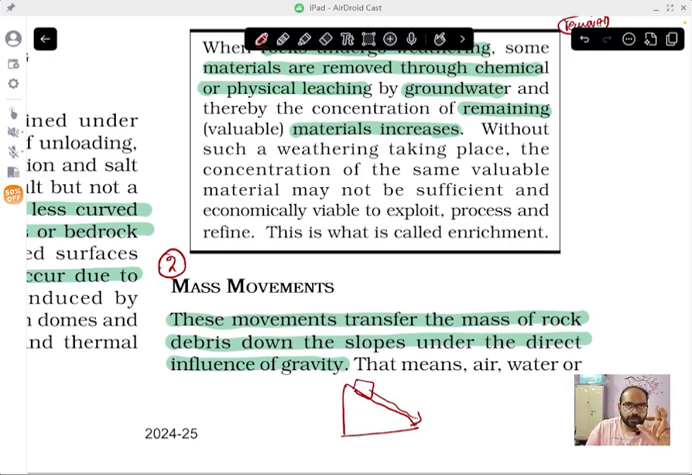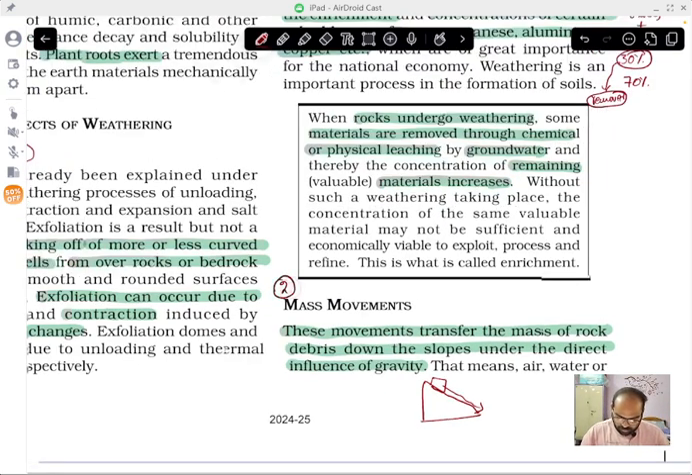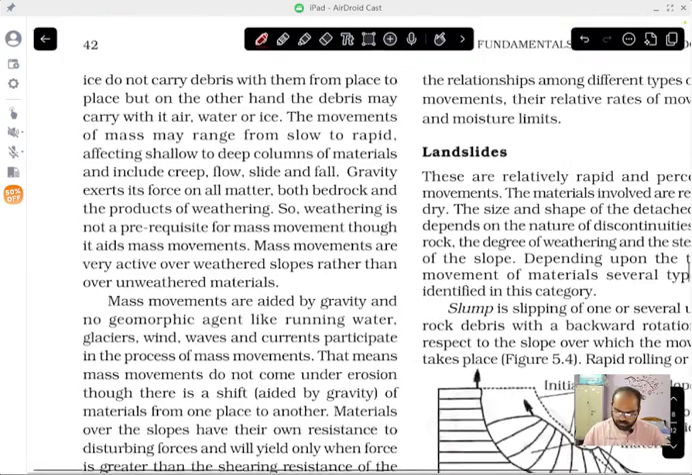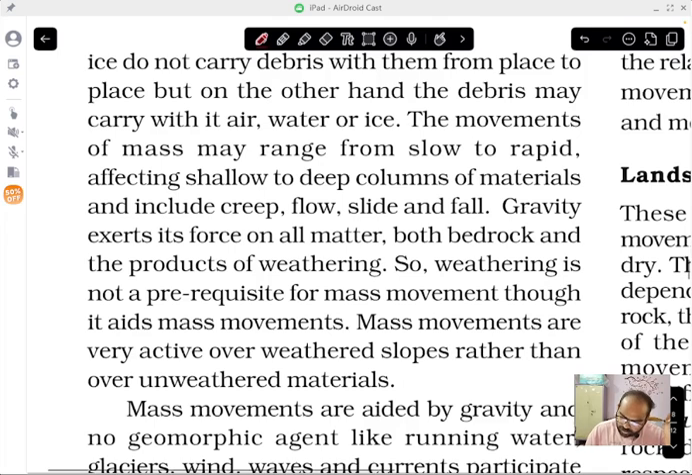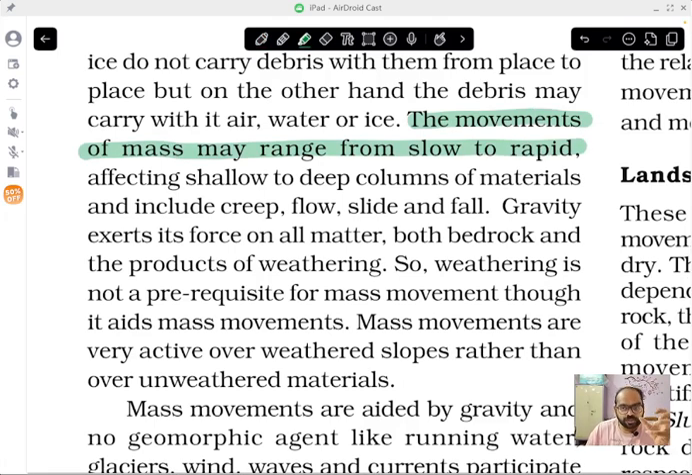We have studied already, for weathering to take place, what are the energies that are needed? Gravitational force, molecular stress, or chemical actions. But for mass movement, it is only gravitational force that is required for it to happen. Mass movement may range from slow to rapid. If the gravitational pull is stronger, the movement would be speedy. If it is slow, the movement would be slow.